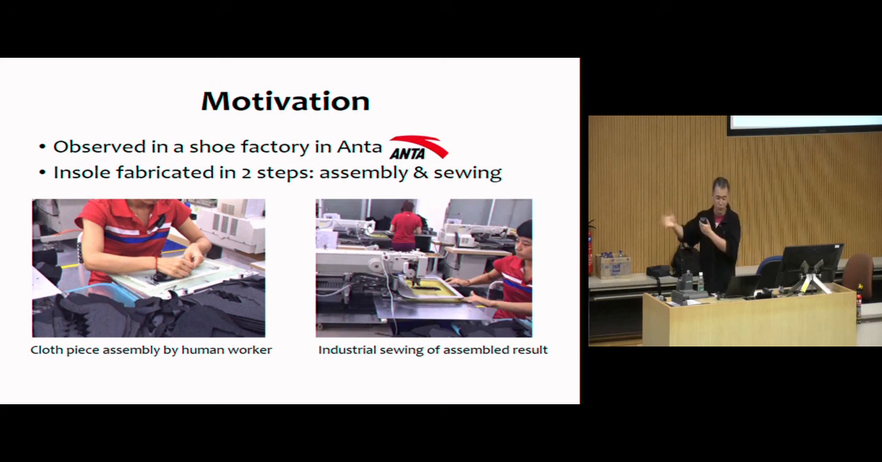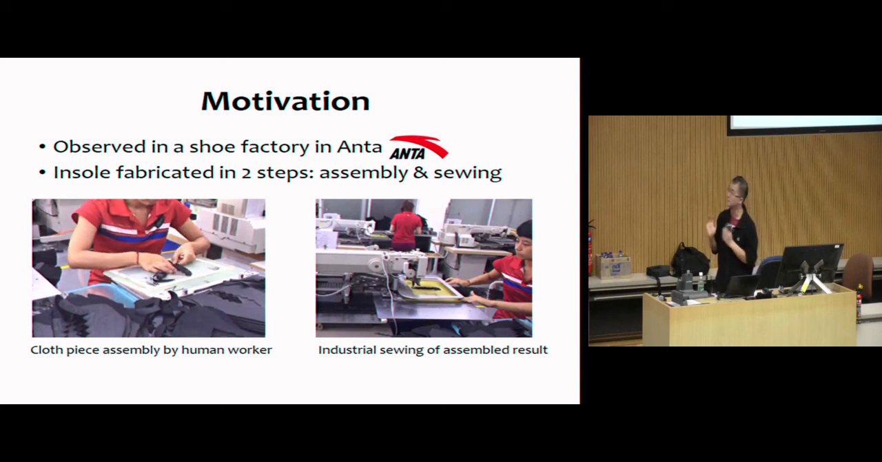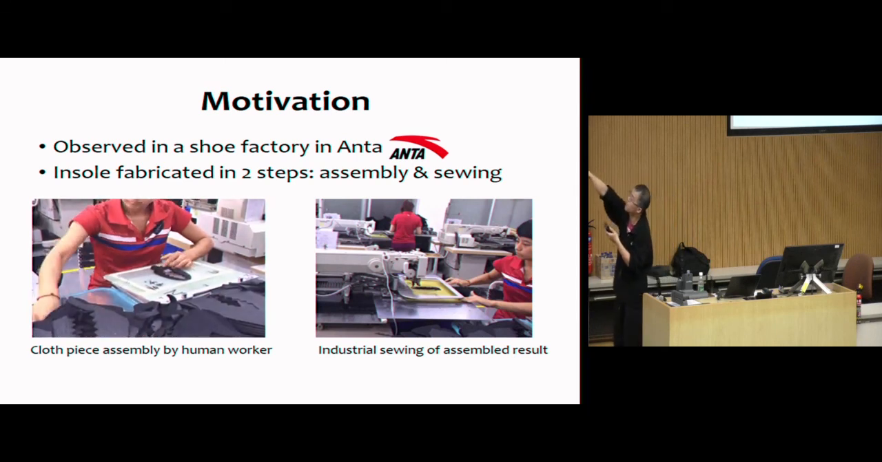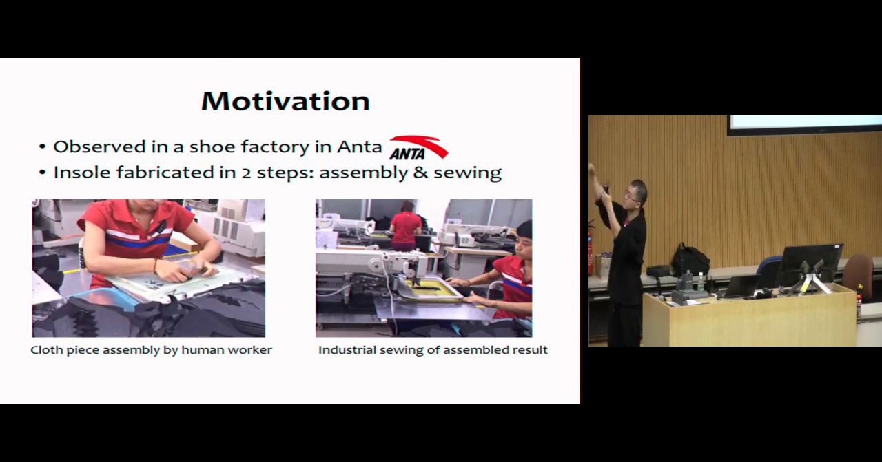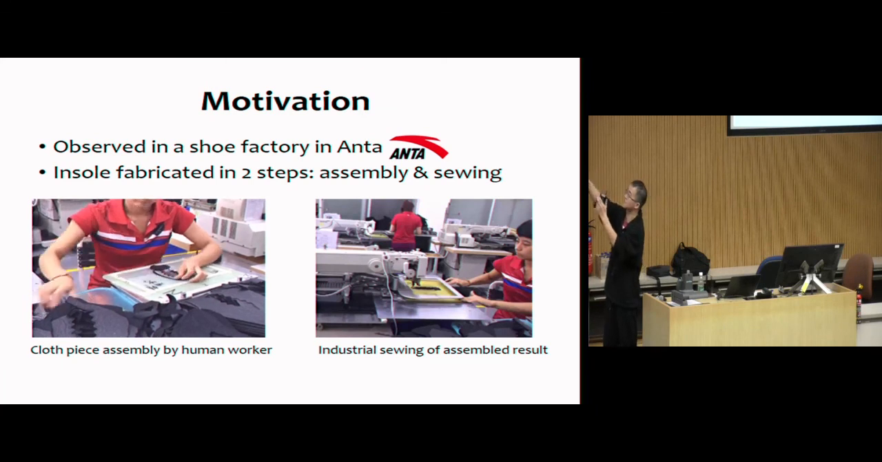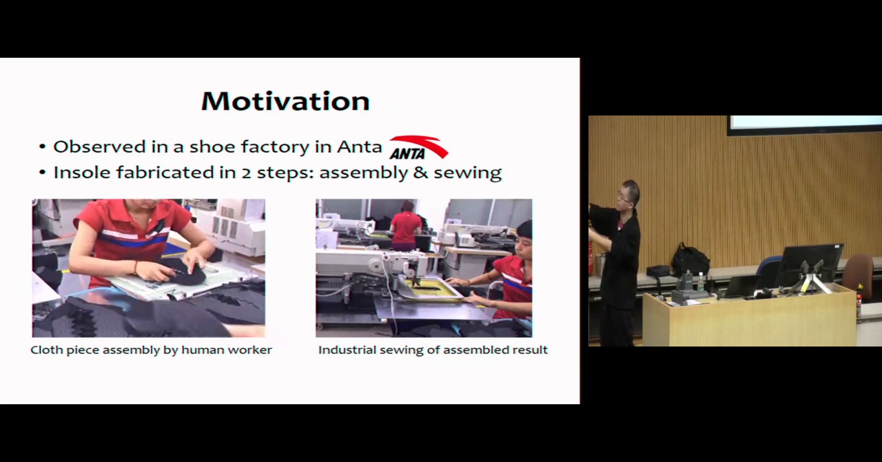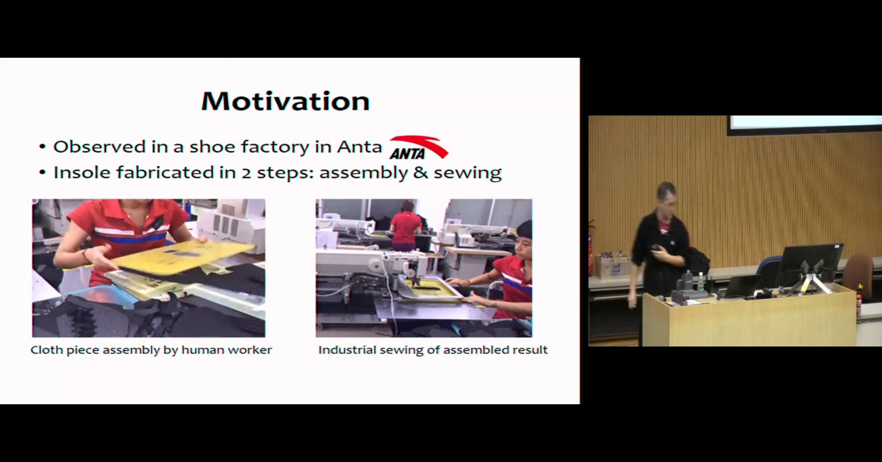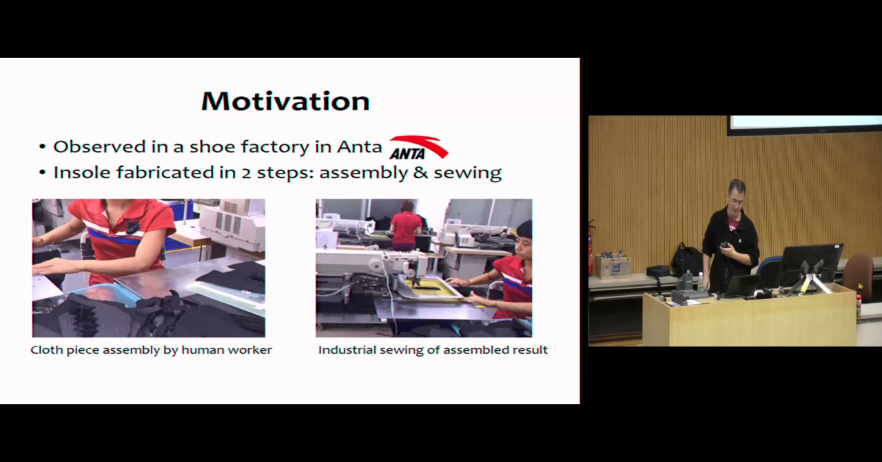What they are doing is making shoes, actually the insole fabrication. If you go to the factory, it is done in two steps. The first step, on the left, is called the cloth assembly. There are some fixtures, some pins. This worker puts the cloth, which has some holes, onto these fixtures to stabilize the cloth. This is called the cloth piece assembly.